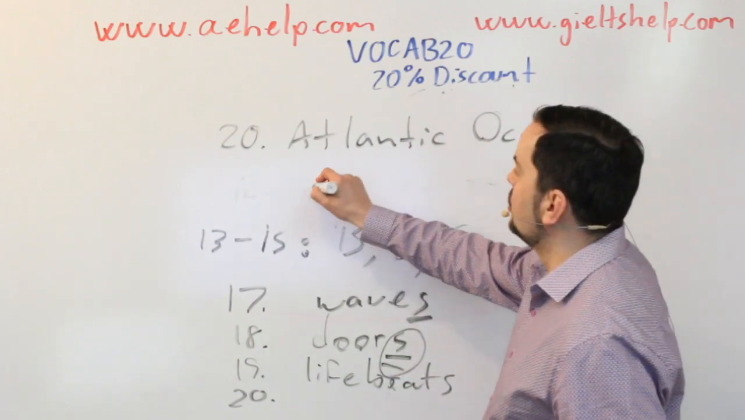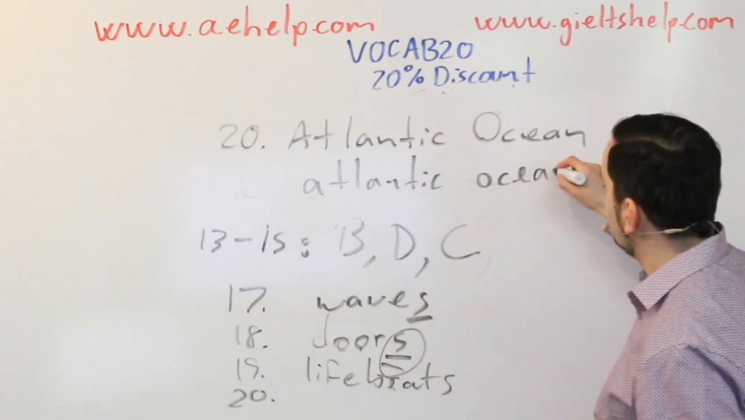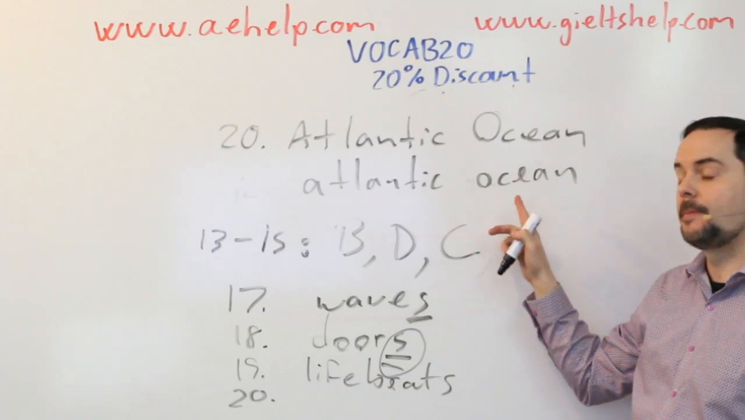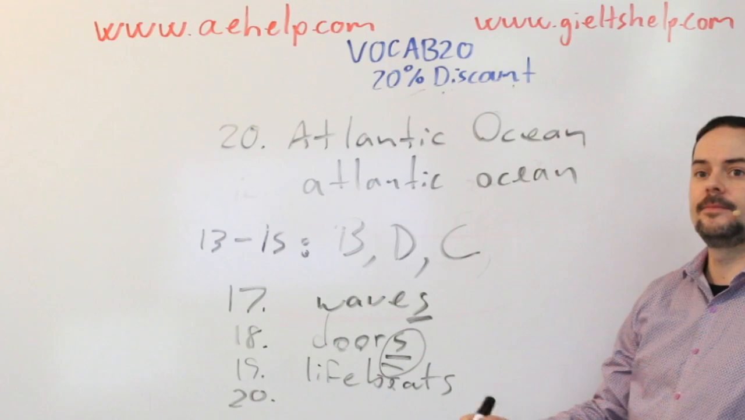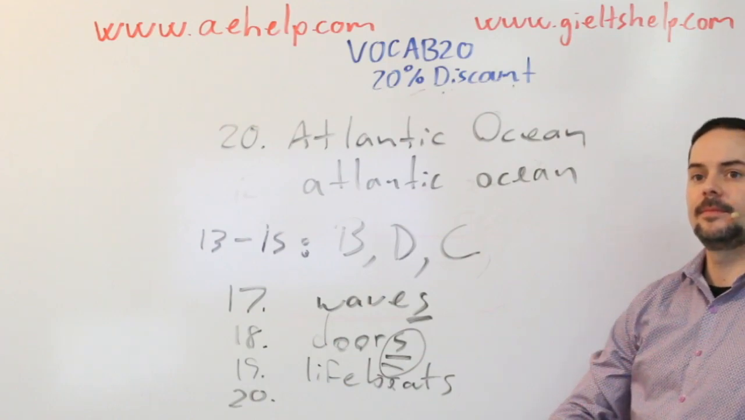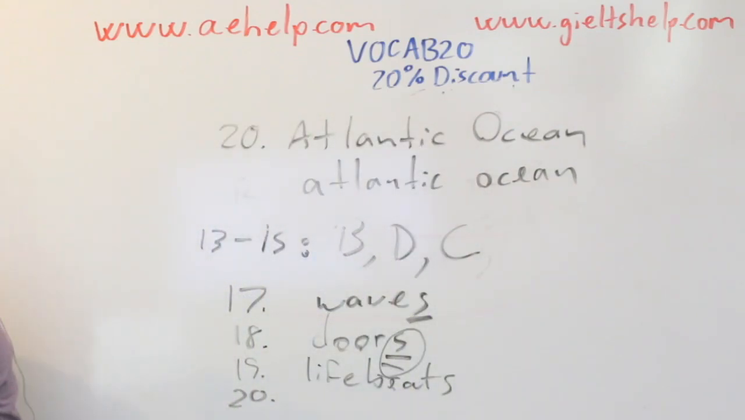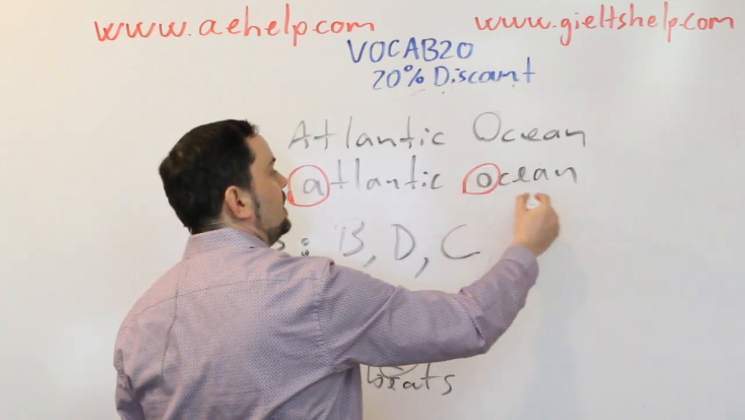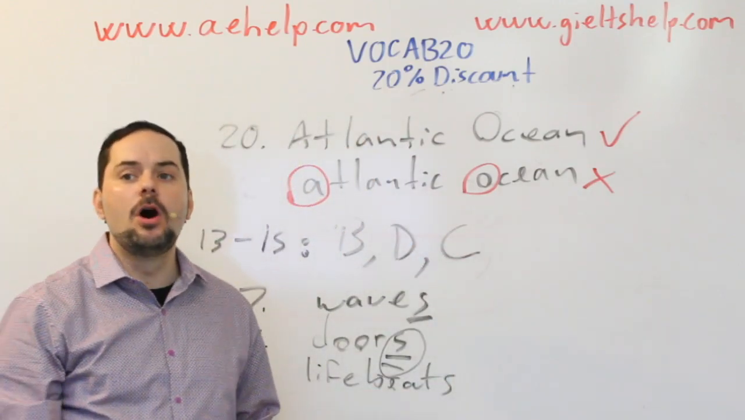What if I write Atlantic Ocean like this? Is this correct? Atlantic Ocean? Is this a correct answer? Is that a correct answer? No, you get it wrong. Absolutely, guys. So it's wrong because there is no capitalization on the proper noun. Proper nouns must have a capitalization. So Atlantic Ocean like this is wrong, okay?